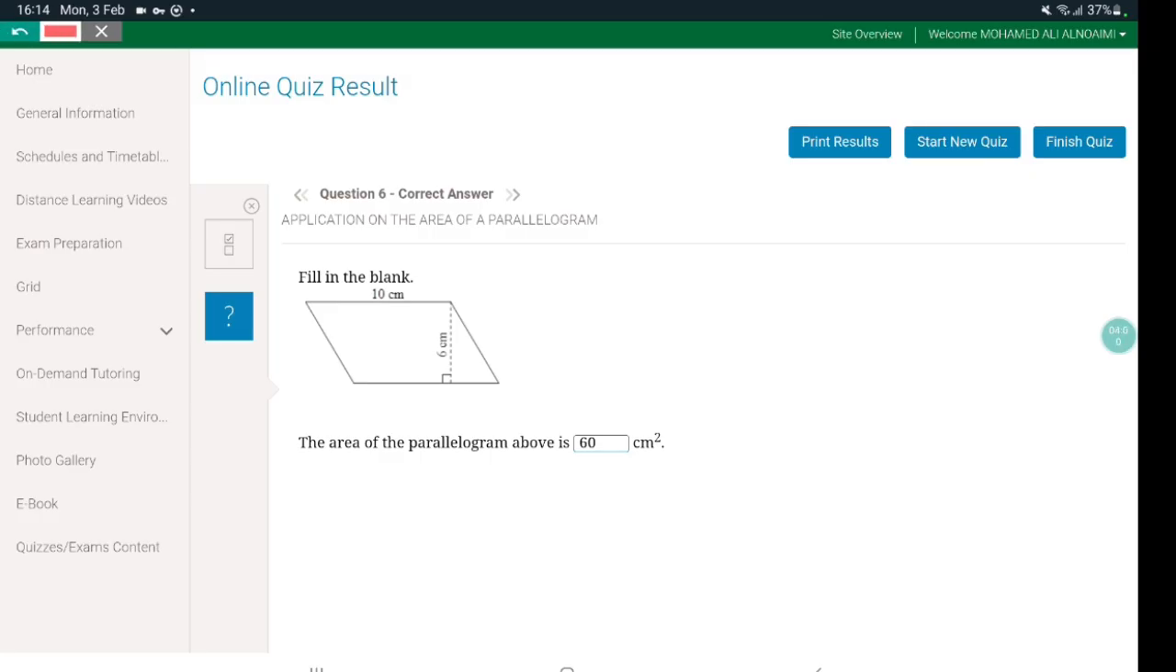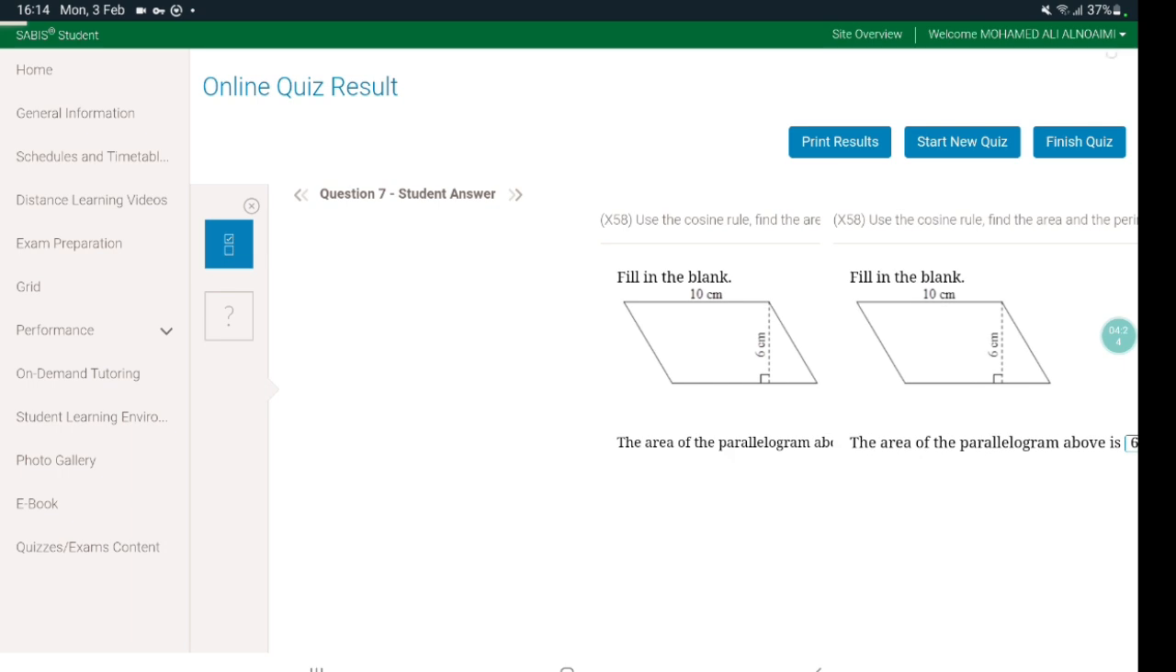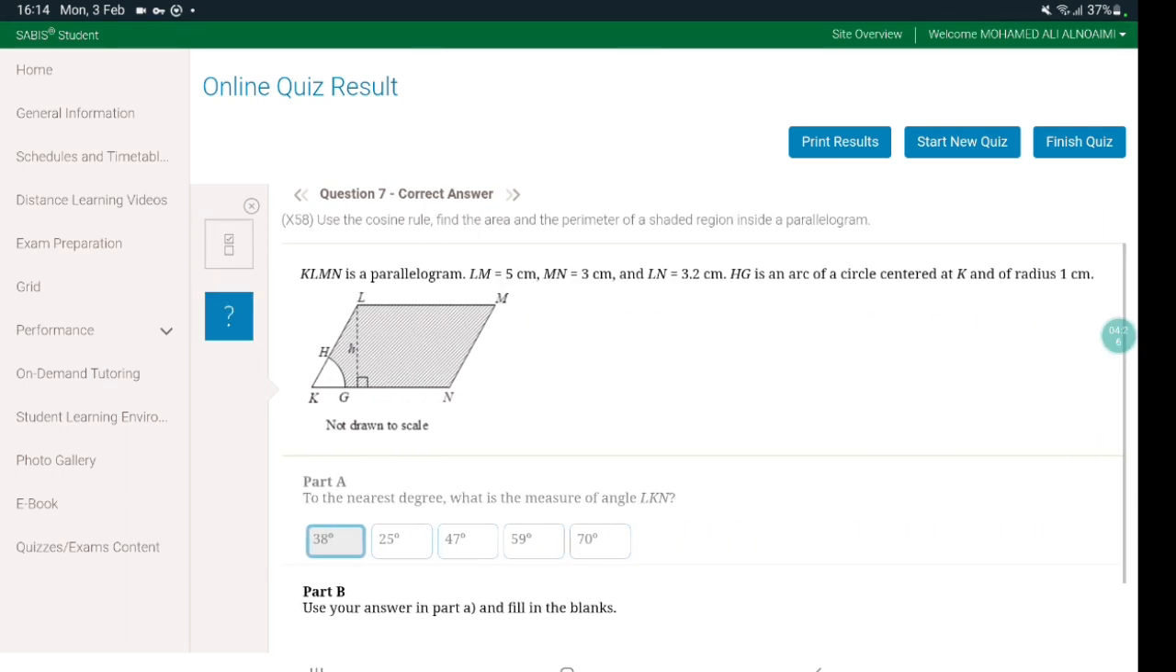Area of parallelogram, similar to the rectangle, is equal to base times height. So you multiply this with this, you'll get the answer, which is 60. Let's skip it because we don't have it in the CA.